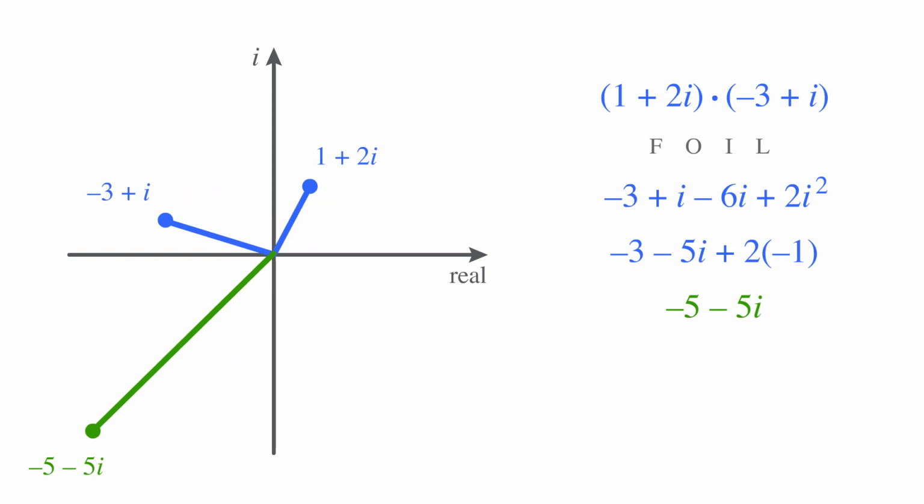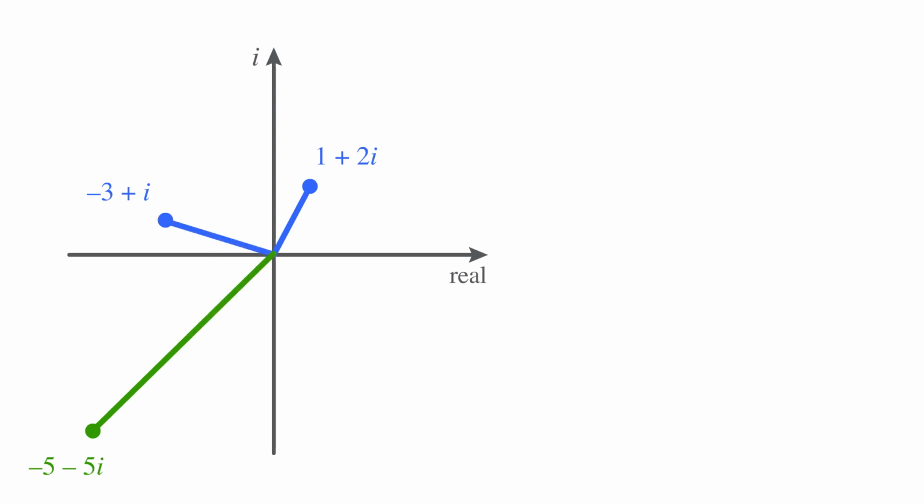Next, notice what happens when we take a copy of the first angle and shift it to follow the second angle. We arrive at the angle of negative 5 minus 5i. It appears that the angle for negative 5 minus 5i is the sum of the other two. So now we've seen that when you multiply two complex numbers, their radii multiply and their angles add.